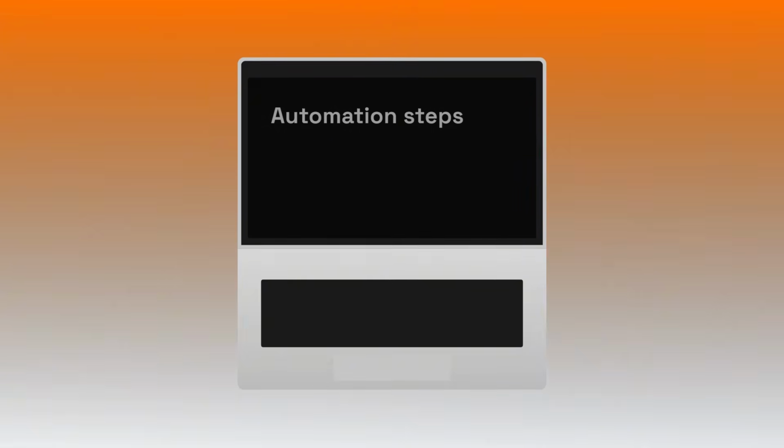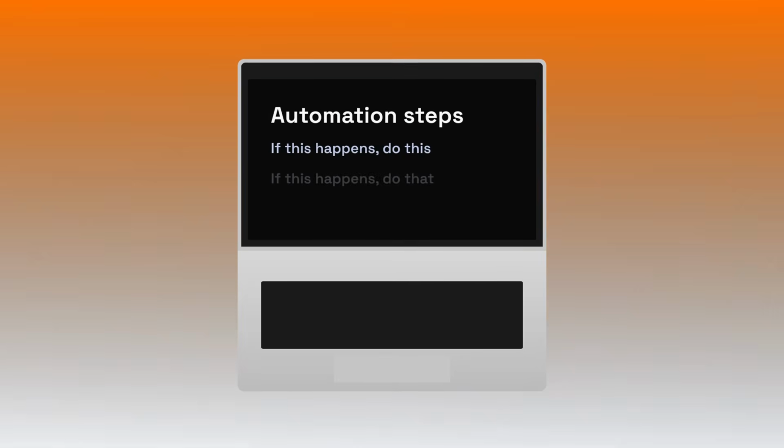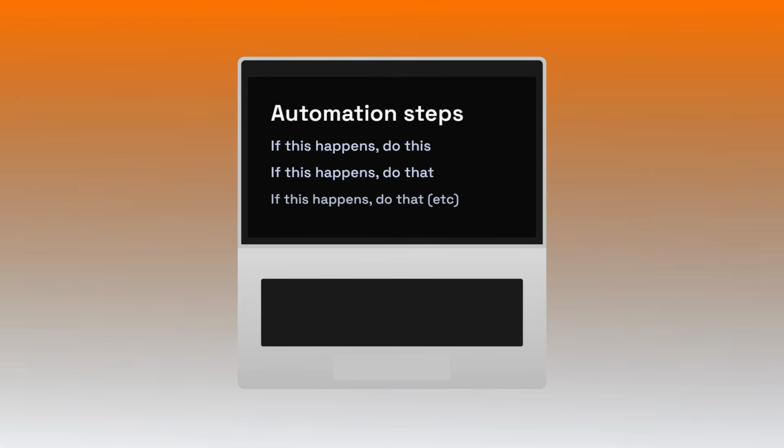A useful habit before building anything. Write out the automation in plain English first. When this happens, do this. Then this. If you can't describe it in a single clear sentence, the workflow itself is going to end up just as tangled. 5 minutes of planning here regularly saves an hour of rebuilding later.